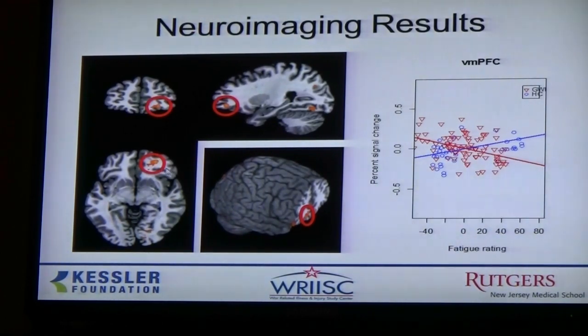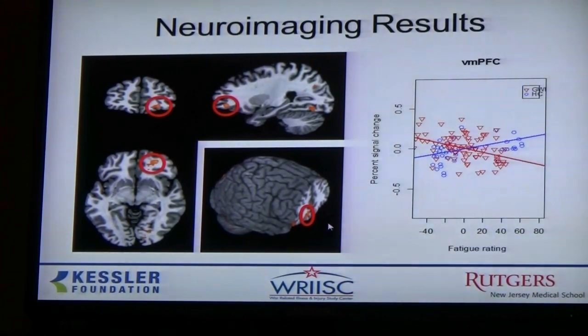This is the axial view, so the brain cut this way. This is the coronal view, so the brain cut this way. And this is the sagittal view, so the brain cut this way. And then this is a 3D rendering of the same thing, just to give you a better idea of where it is in space.